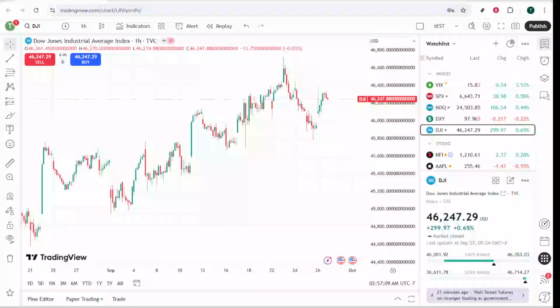In today's video, I'm going to teach you how to use the standard deviation indicator on TradingView. Whether you're new to trading or seeking to refine your technical analysis skills, understanding how to harness this tool can significantly enhance your trading strategy.